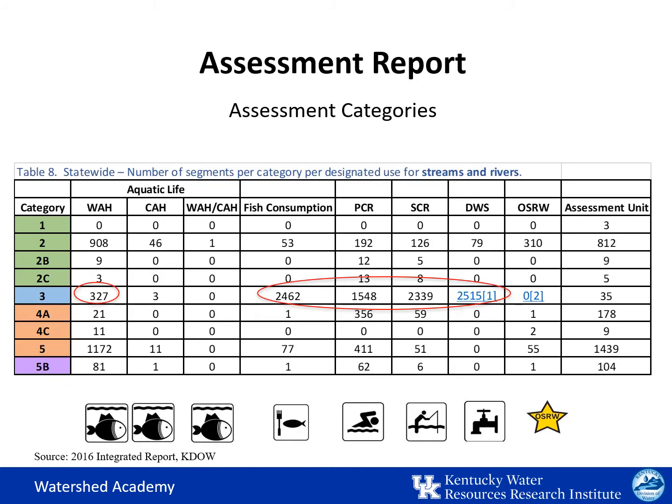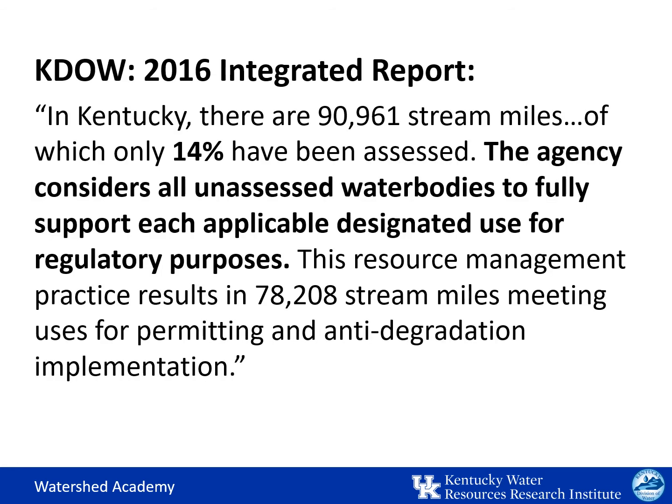This table shows the number of assessed segments per category for each of the designated uses. Note the large number of segments in Category 3, meaning that not enough information has been collected to perform these assessments. Note that only 14% of the water bodies in the state have been assessed. This means that the majority of streams in the state have not yet been assessed.